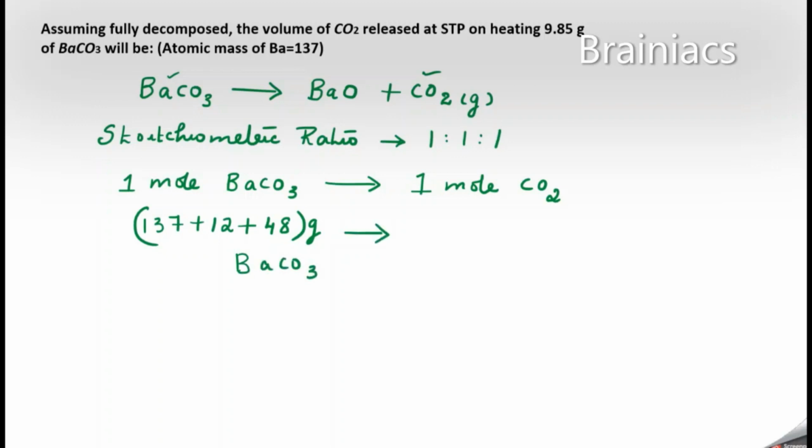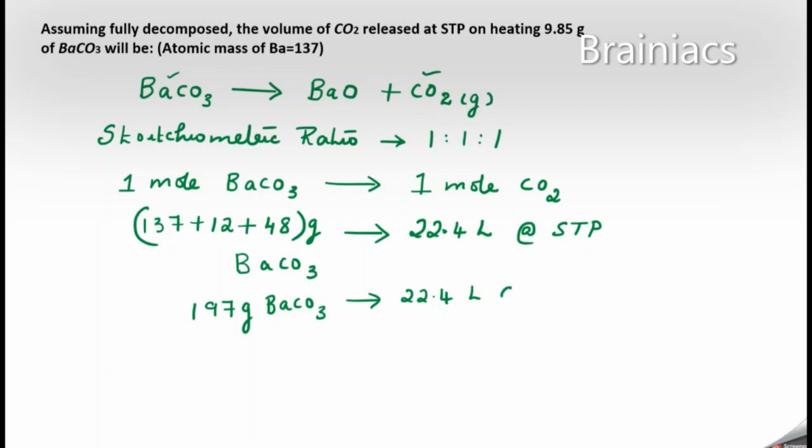So how can you express it in terms of volume? I know that at STP, 1 mole of any gas will always occupy a constant volume, that is 22.4 liters. Please remember, it is 1 mole. 1 mole of any gas will occupy 22.4 liters at STP. This is very important. Now, if you add all these things, we will get 197 gram. So 197 gram barium carbonate will give you 22.4 liter carbon dioxide at STP.